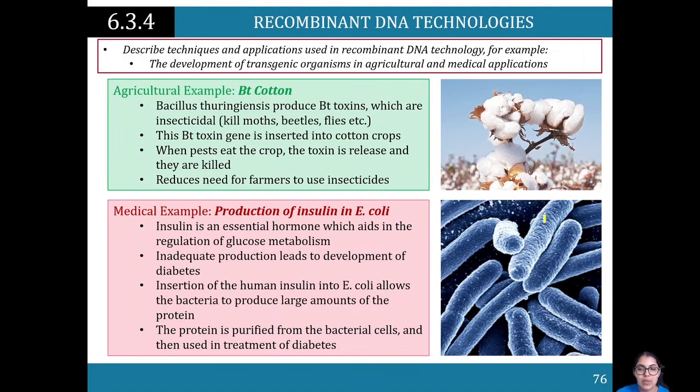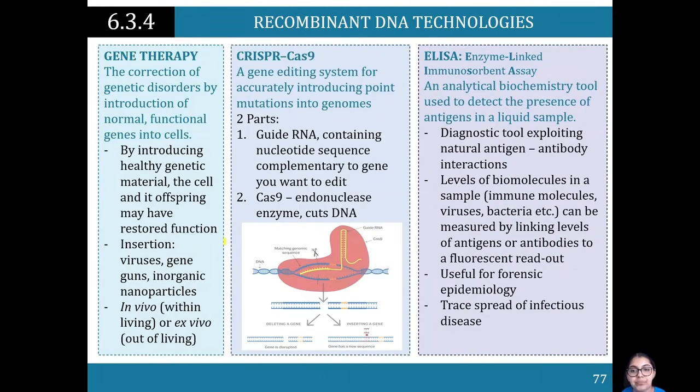The medical example is E. coli that we just talked about when we talked about recombinant DNA. So we know that insulin is an essential hormone which aids in the regulation of glucose metabolism, and inadequate production of insulin can lead to the development of diabetes. What we do is we insert human insulin into E. coli, which is a bacteria, and we allow it to produce large amounts of it. We then purify that protein from the bacterial cells, and we use it to treat diabetes. Here we are, recombinant DNA technology.